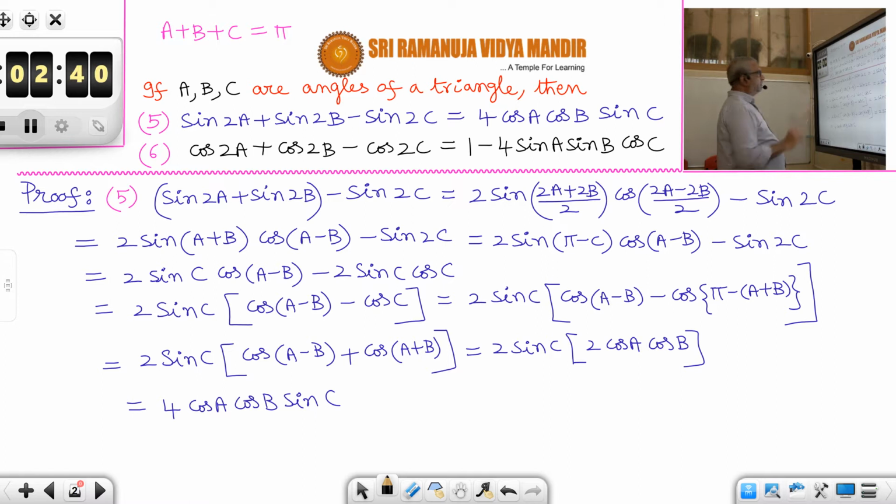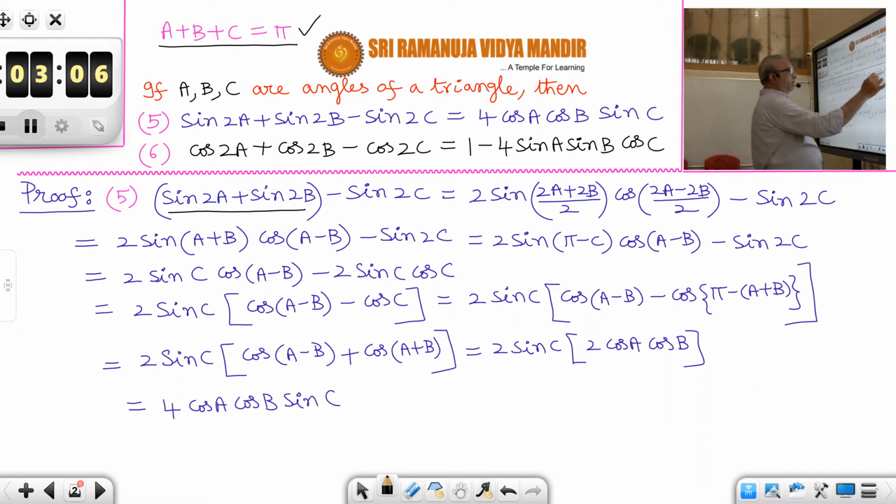Anyhow, let us prove these two conditional identities directly. See, A, B, C are angles of a triangle. Therefore, A plus B plus C will be equal to pi, that means 180 degrees. So I will take the fifth one first. First 2 terms I am combining. Third term will be just waiting. What is sin 2A plus sin 2B? 2 sin (2A plus 2B)/2 cos (2A minus 2B)/2. So minus sin 2C will be waiting.